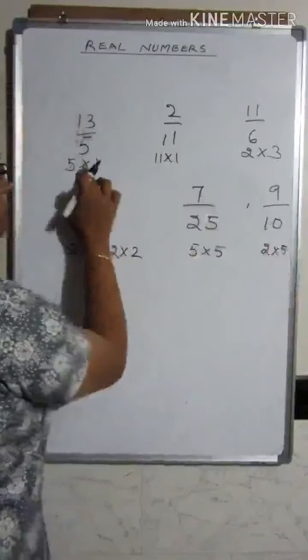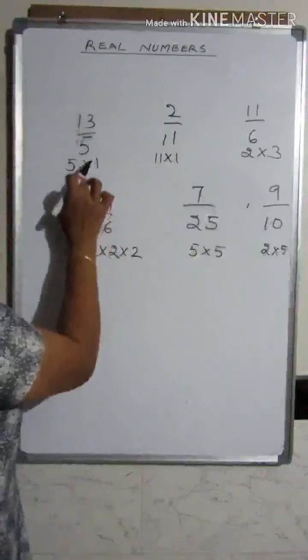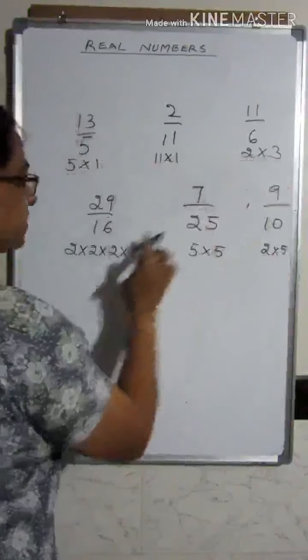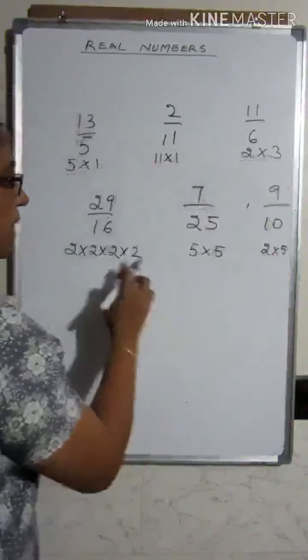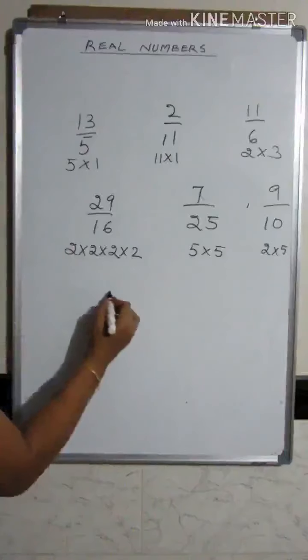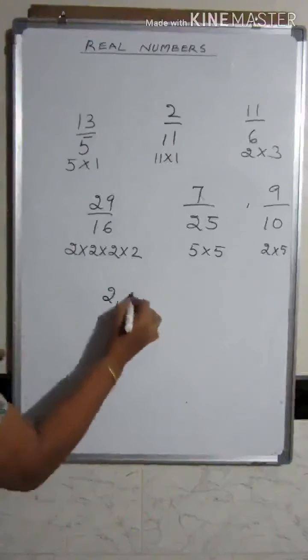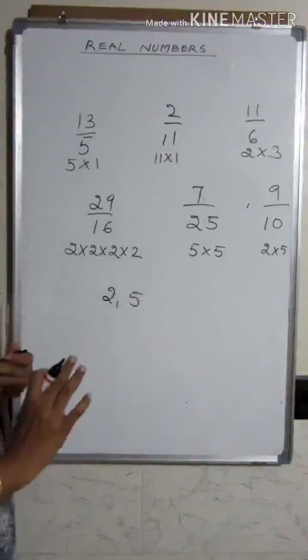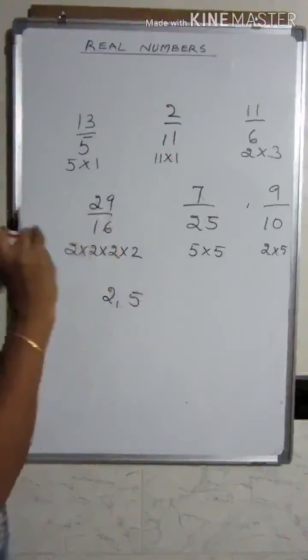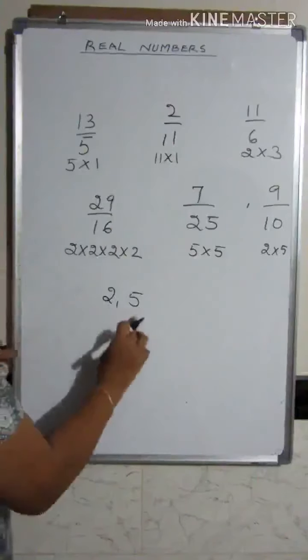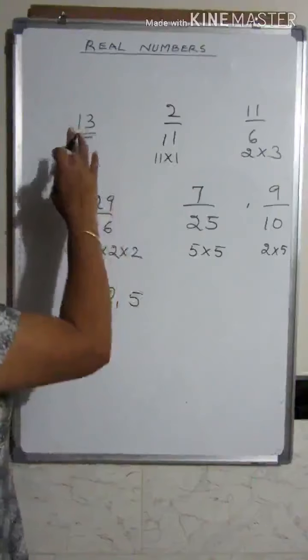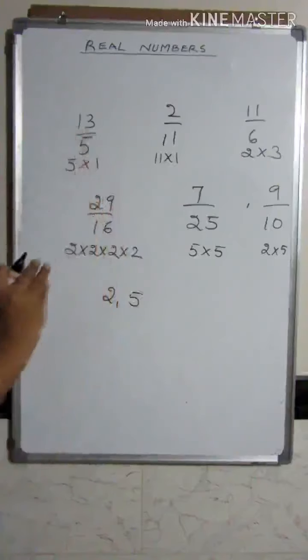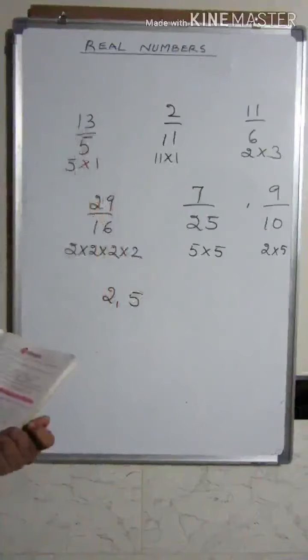So only the denominators, split them into its prime factors, and if these prime factors are the numbers 2 and 5 in the denominator, if the prime factors are 2 and 5, then such type of rational numbers are called terminating decimal fractions.